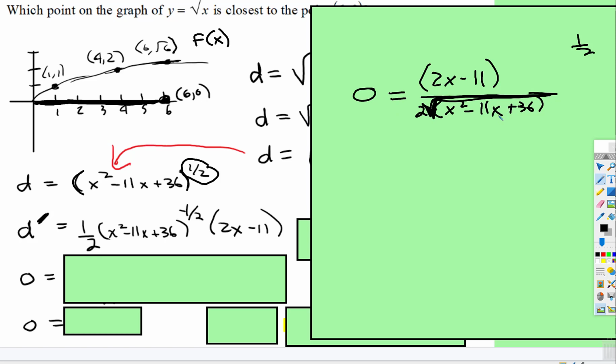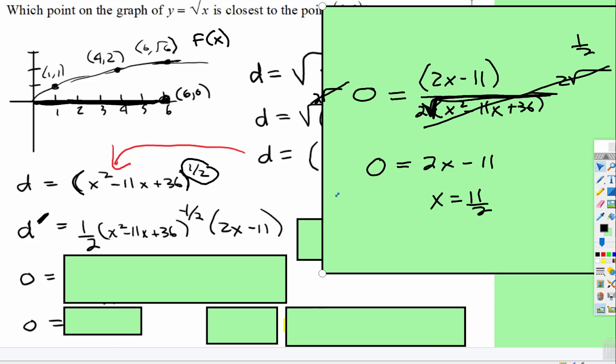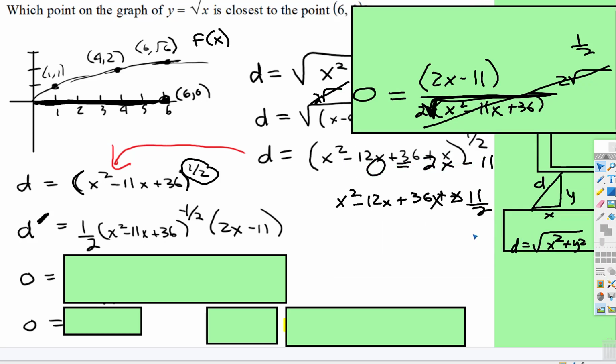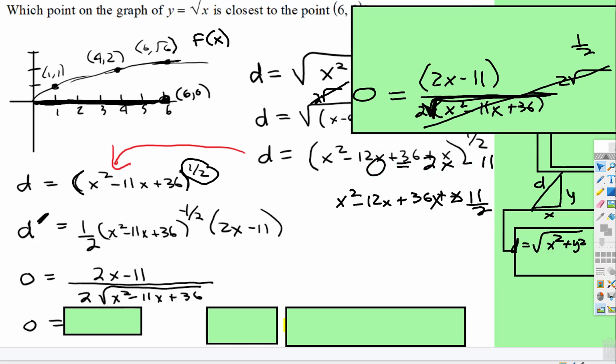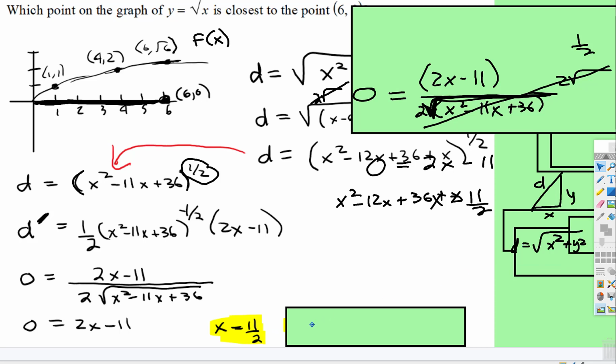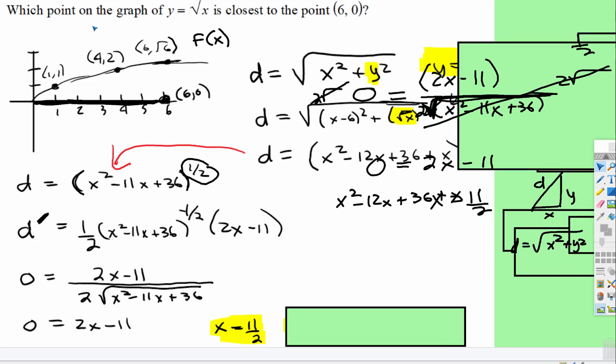Well, when we set the derivative equal to 0, we're going to multiply both sides by this denominator. Well, 0 times anything is still 0. So now we have 0 is equal to 2x subtract 11. X should be 11/2. And I realize I already had some of that stuff, but yep, I rewrote it, then multiplied both sides by the denominator, giving us this. X is equal to 11/2.